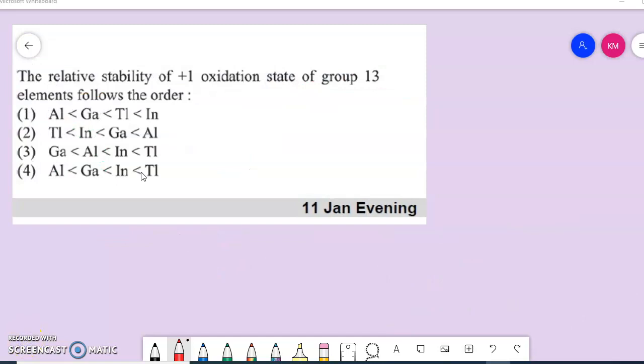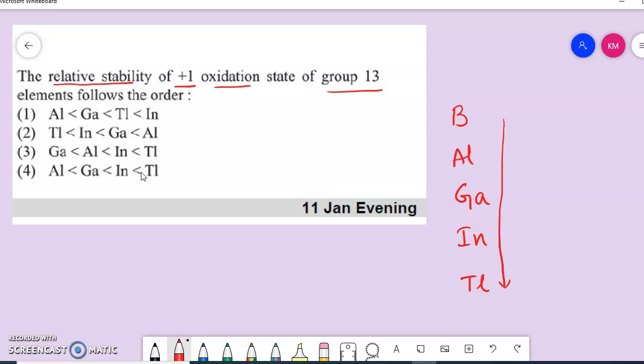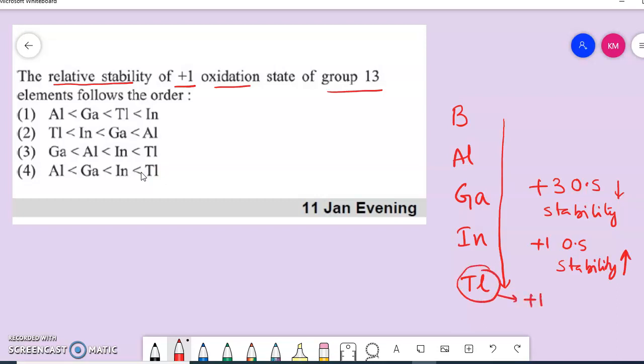Here is the next question, children. The relative stability of which oxidation state? The +1 oxidation state of which elements? Group 13 elements, in the sense boron, aluminium, gallium, indium, thallium. So down the group, if you observe, children, +3 oxidation state stability decreases, whereas +1 oxidation state stability increases. Thallium is prone to exhibit the +1 oxidation state rather than +3.